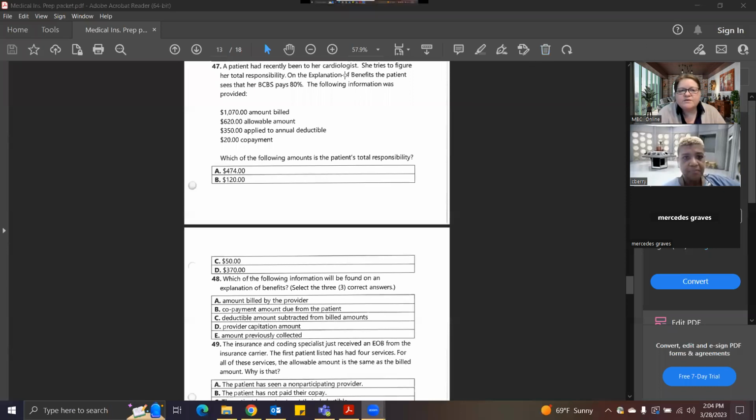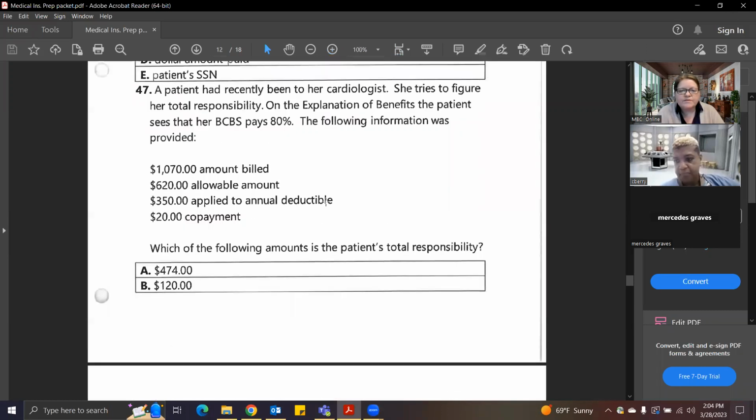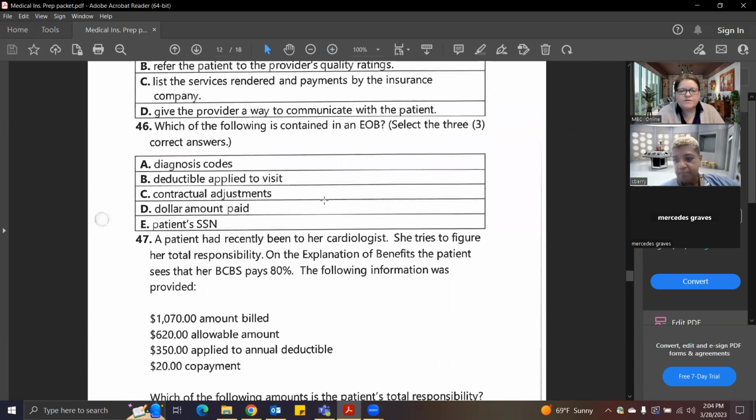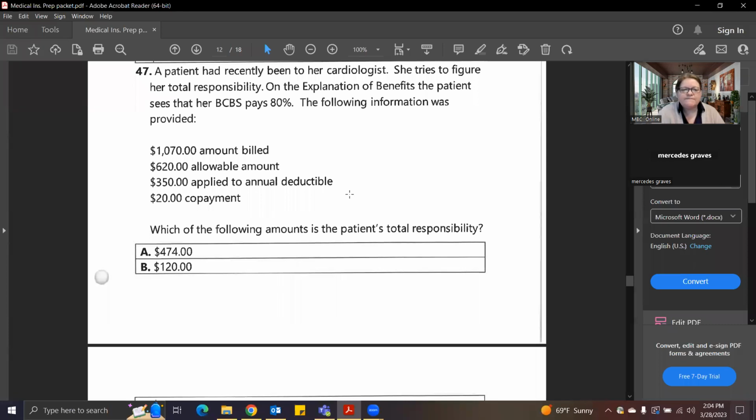All right, so let me make this a little bit bigger for you. I think we're starting with number 47 today. A patient had recently been to her cardiologist. She tries to figure her total responsibility. On the explanation of benefits, or EOB, the patient sees that her Blue Cross Blue Shield, or BCBS, a common acronym for them, pays 80%. The following information was provided.